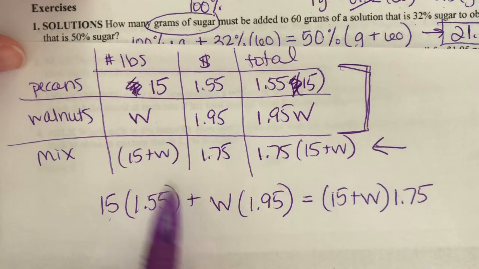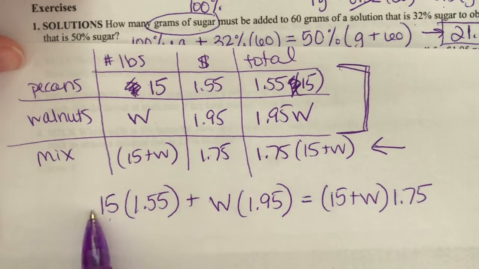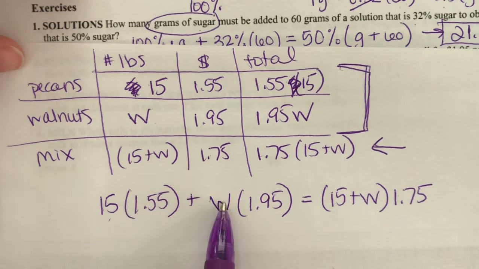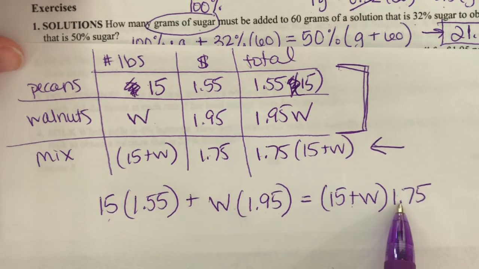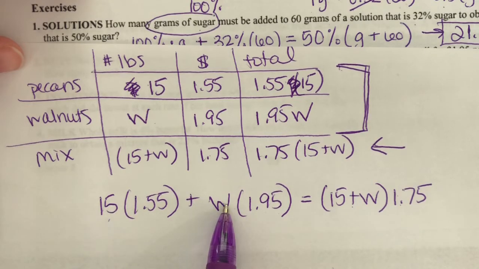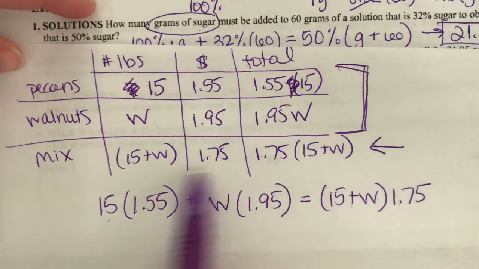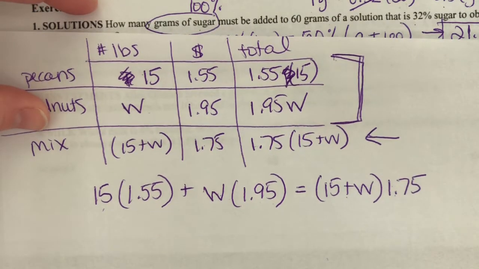So we've got just pecans, just walnuts. We're going to add them together. When we add them together, the weight, the number of pounds we bought, we're going to add those together. And the price per pound will average out to this depending on how many pounds we buy of each kind, right? So now we're just solving for W. Okay, so I can start using my calculator.